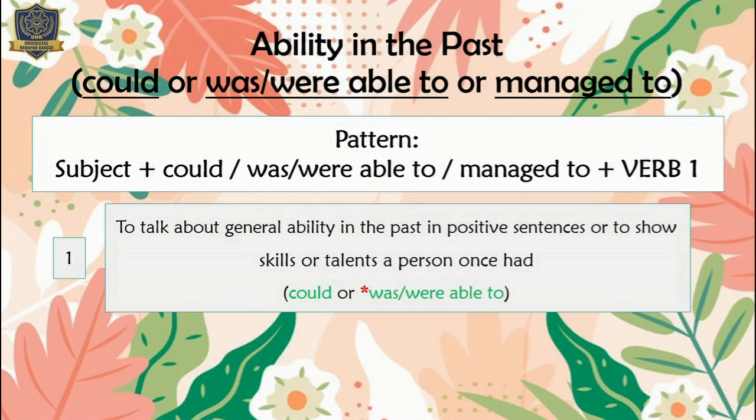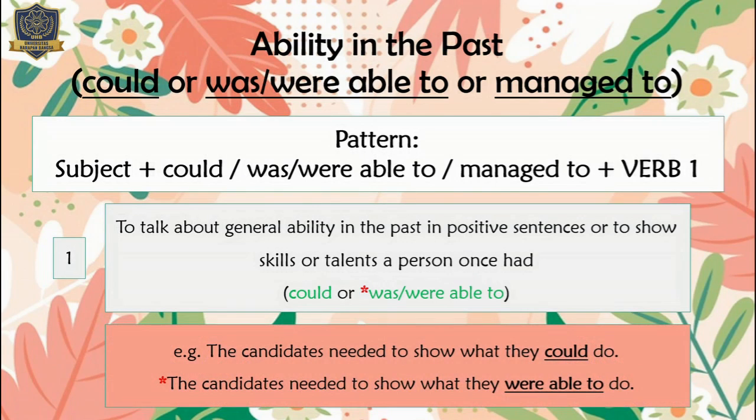Look at the examples. The candidates needed to show what they could do. The candidates needed to show what they were able to do. Okay, so was or were able to is also possible, but used less often, and it's a little formal in spoken English.